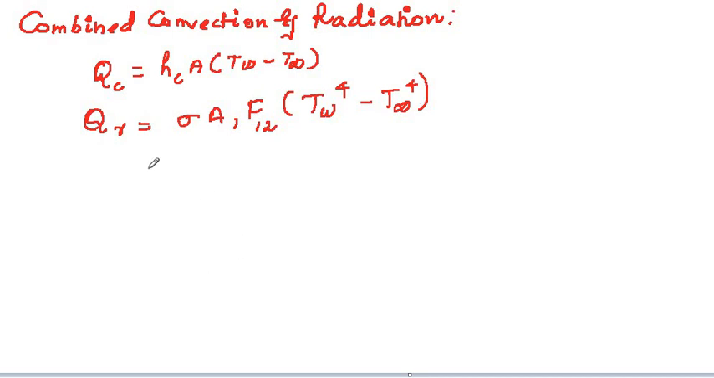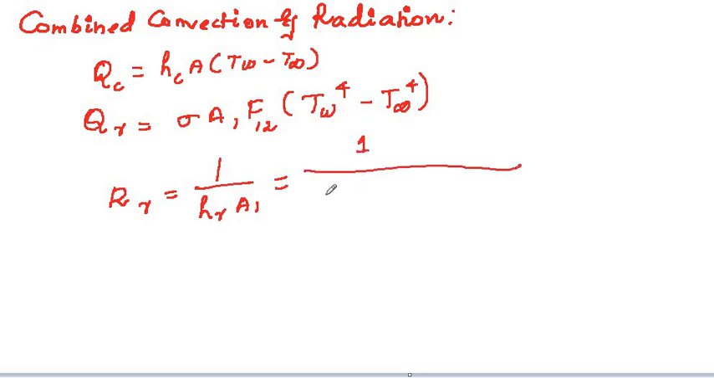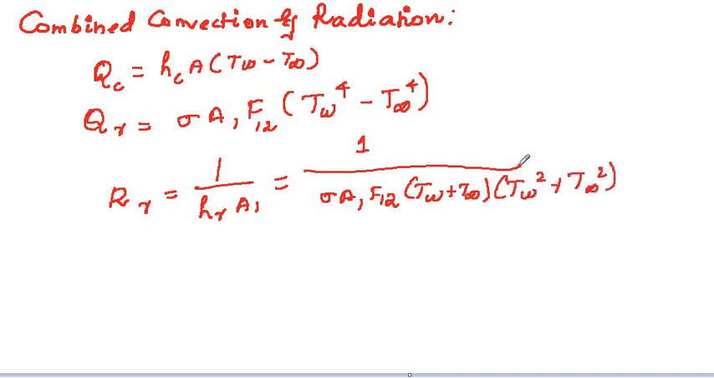Now the total resistance offered by the radiant heat transfer, RR, equals 1 by HR A1, which is nothing but 1 divided by sigma A1 F12 times (Tw plus T infinity) into (Tw square plus T infinity square). That is the total resistance offered by it.